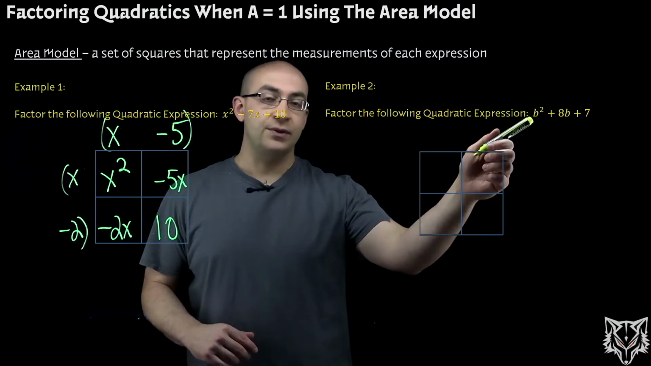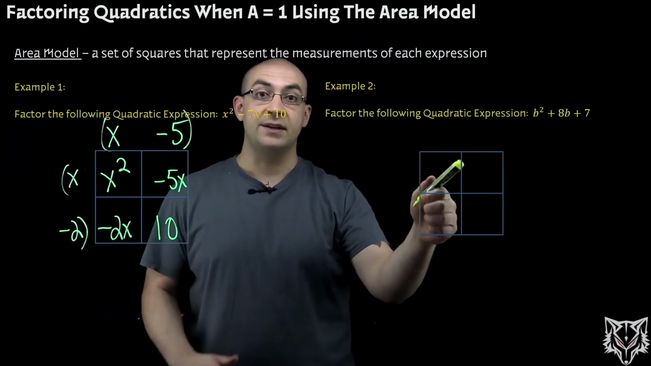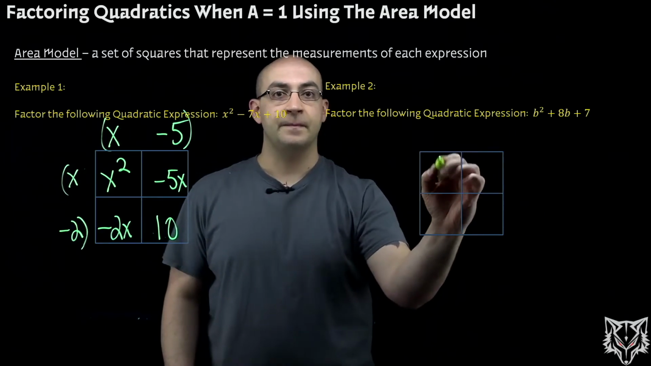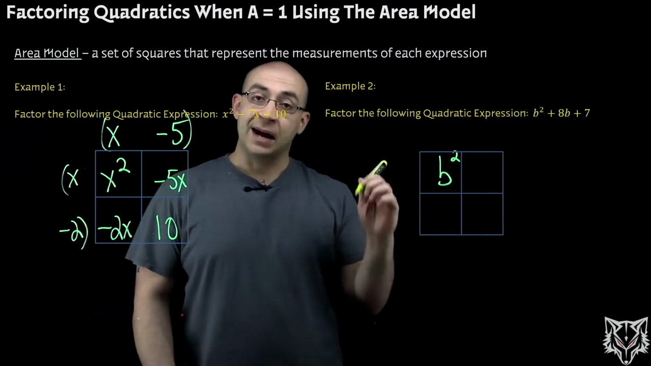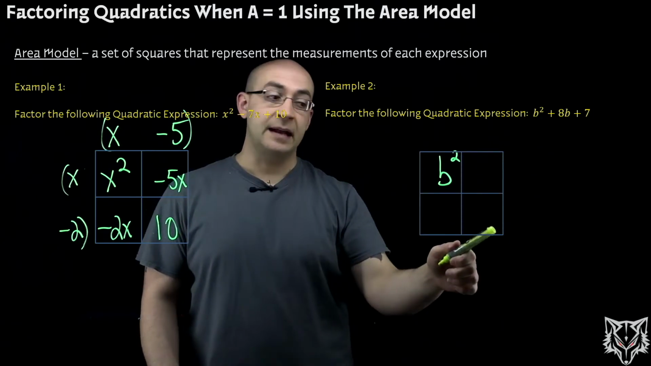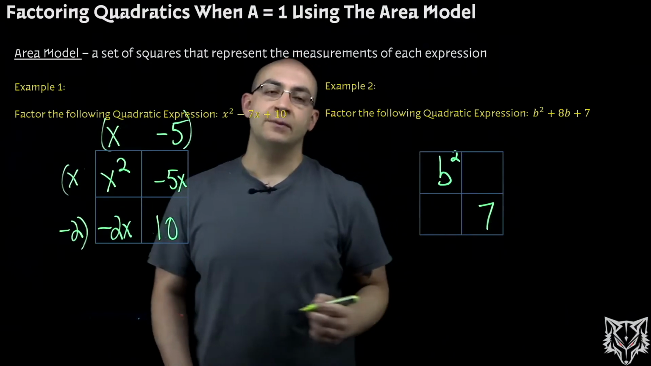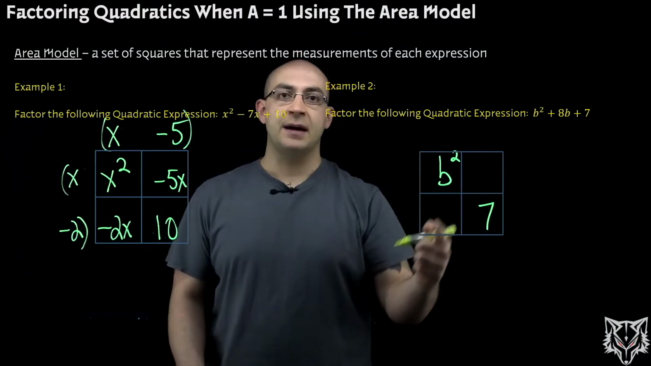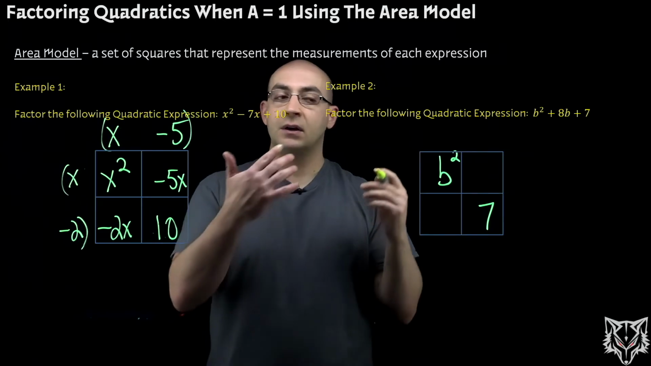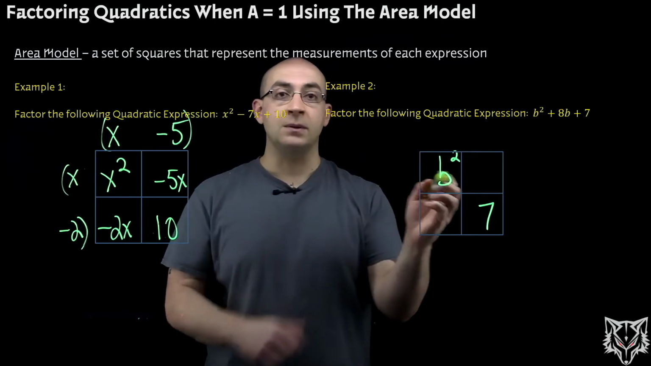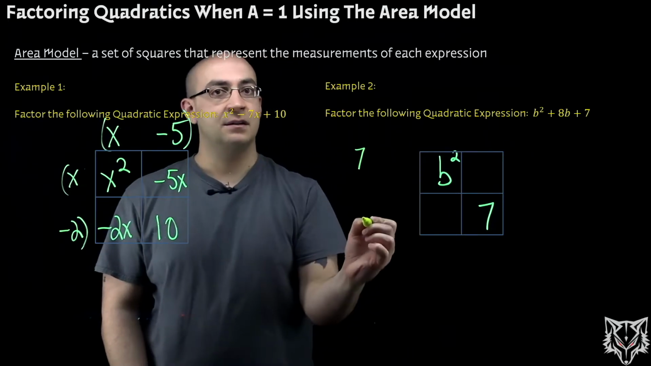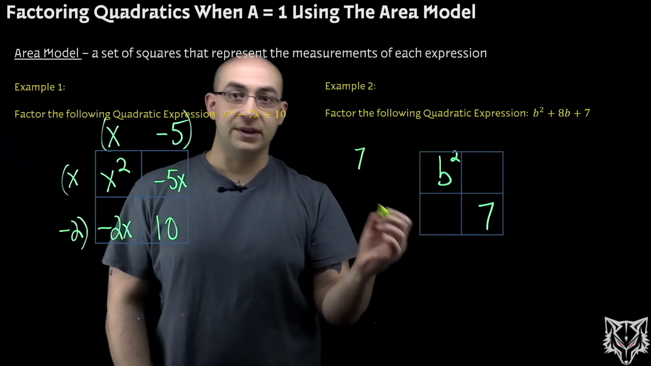We always will start with the squared term. B squared is going to go in this upper left-hand box. The constant term, positive 7, is going to go in our bottom right-hand box. You can put the positive if you want to, or you can just put the 7. It doesn't matter either way. Now again, we have our two empty boxes, so we have to find out what combination of multiplying to get 7 gets to 8 with addition or subtraction.